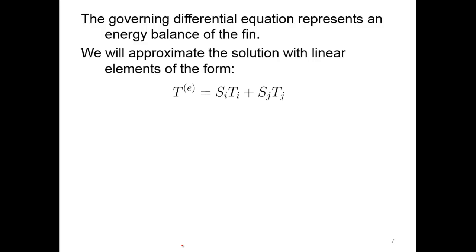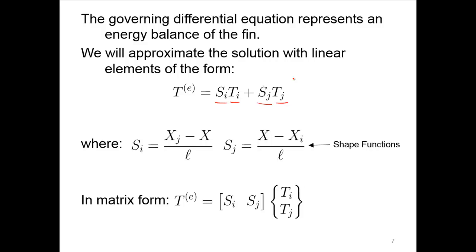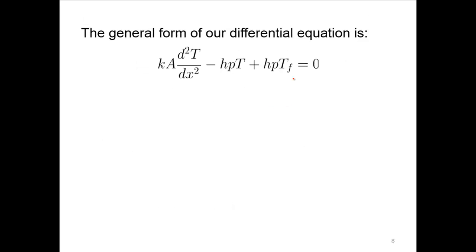We will approximate the solution with linear elements using our linear shape functions. So the shape function for node i and the shape function for node j are multiplied by the temperatures at those corresponding nodes. There are shape functions in global coordinates, as well as in matrix form there. Hopefully you have that. Again, if you need to, go back and check out the 1D elements presentation.